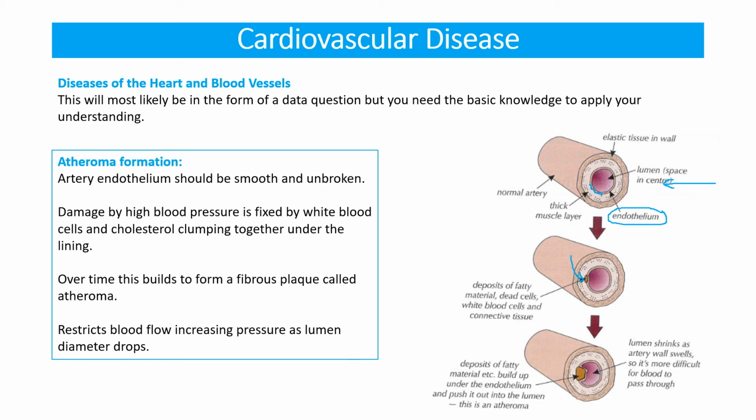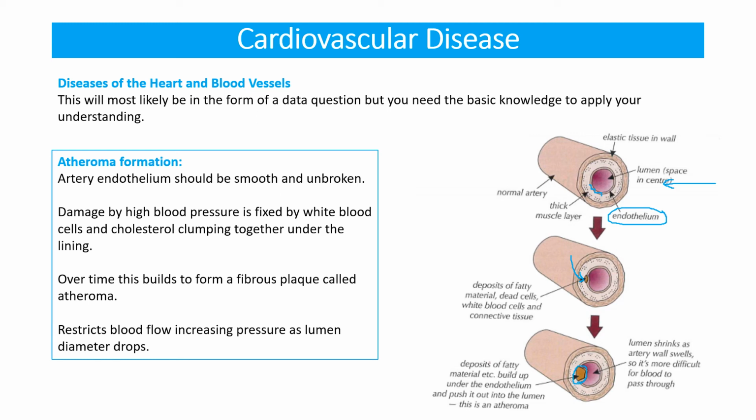Then over time, if you've got a particularly high fat diet, more and more fat starts building up and building up, and this forms a solid plaque. We use the word plaque for our teeth and things like that, but fibrous plaque basically means a build up of fatty material that becomes solid underneath the lining of your endothelium, because it just keeps collecting it up.